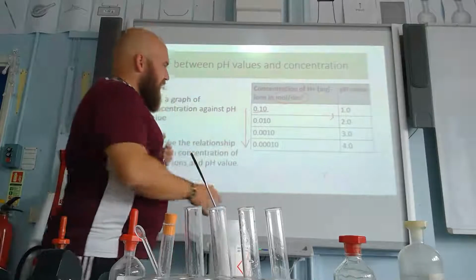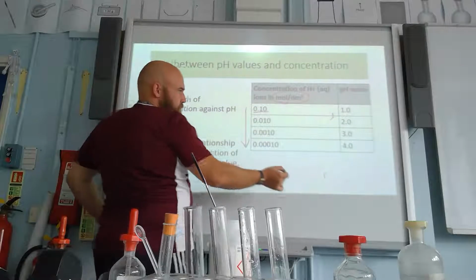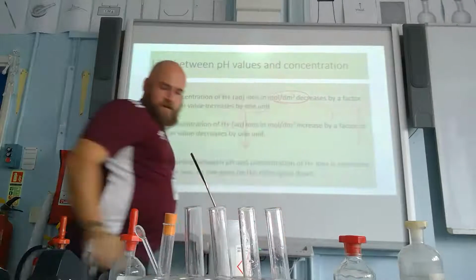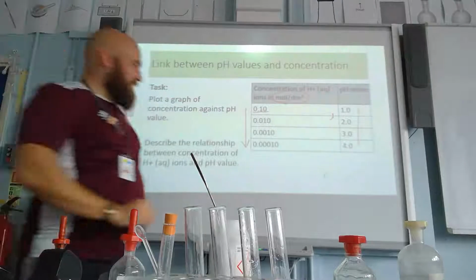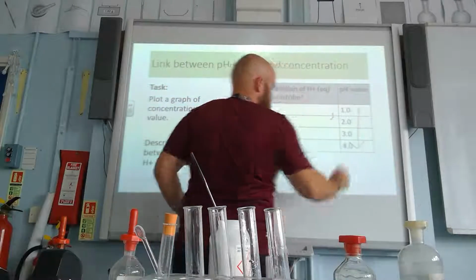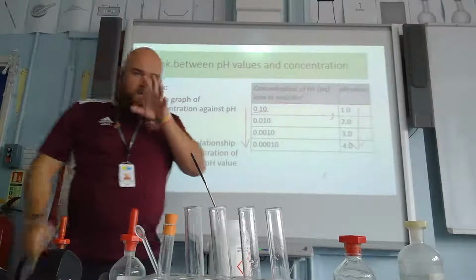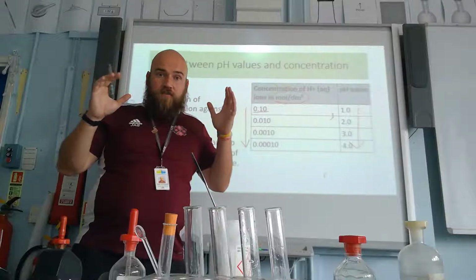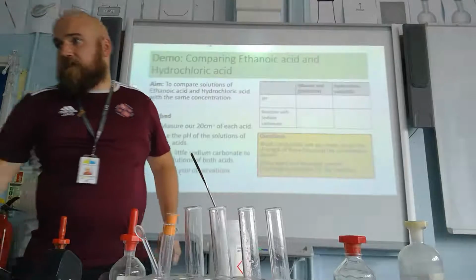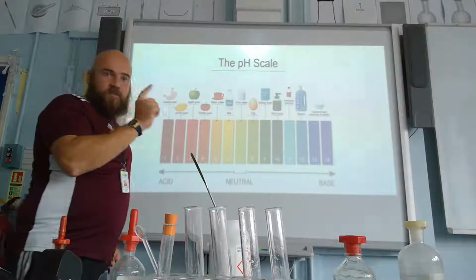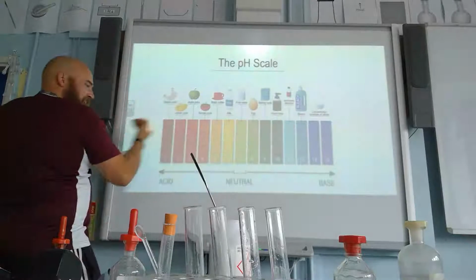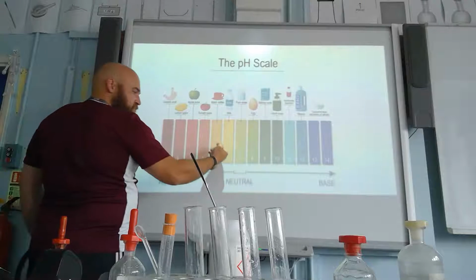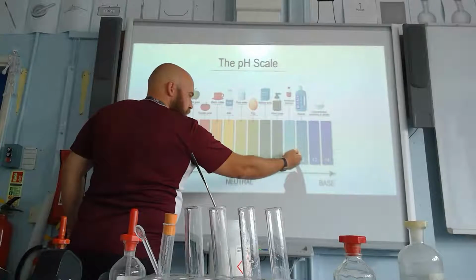But then as that number goes smaller, what do you notice about pH? The pH value is getting bigger. And hopefully you can see why it's an inverse scale. So the more H plus you've got, let's go right back to the start. The more H plus we've got, the stronger the acid, so the further down here it will be. And then as we get less H plus, the pH goes up and up and up.